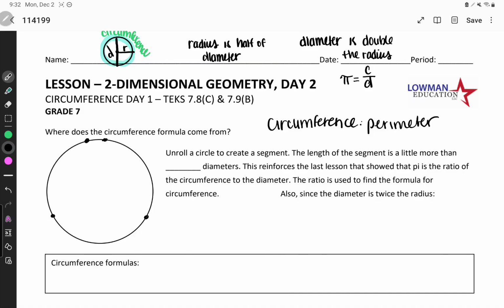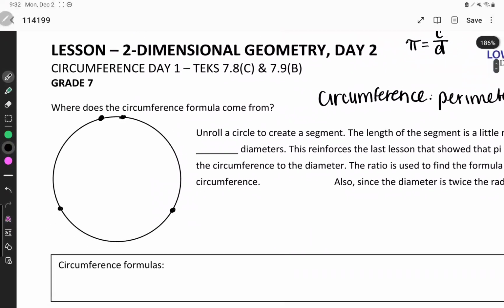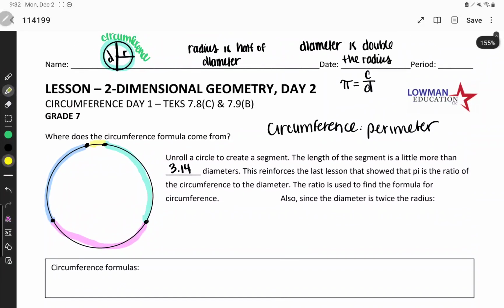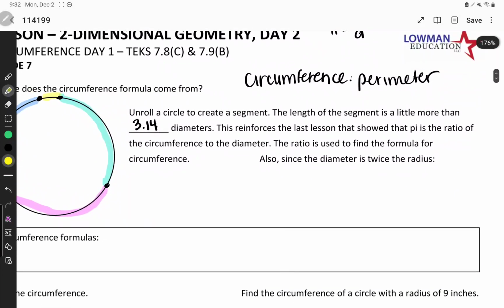So, in the last video you just watched, you watched the circle unroll and you watched it create pi. And we learned that pi equals 3.14-ish diameters. So if I were to unroll this circle, I would see that I have 1 diameter, 2 diameters, 3 diameters, and then a 0.14 diameter. And that's where pi comes from.